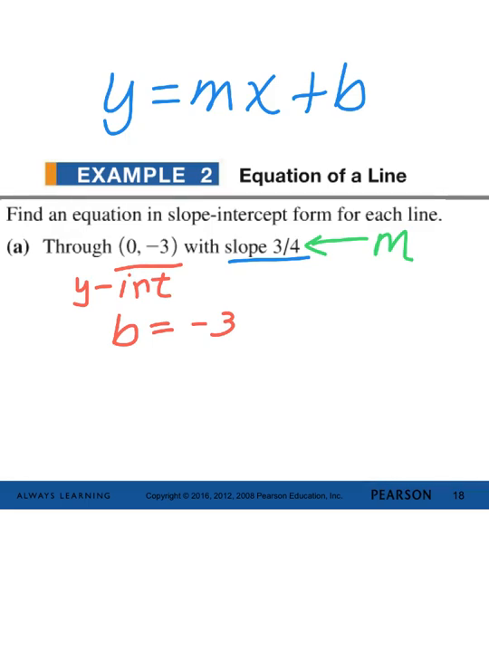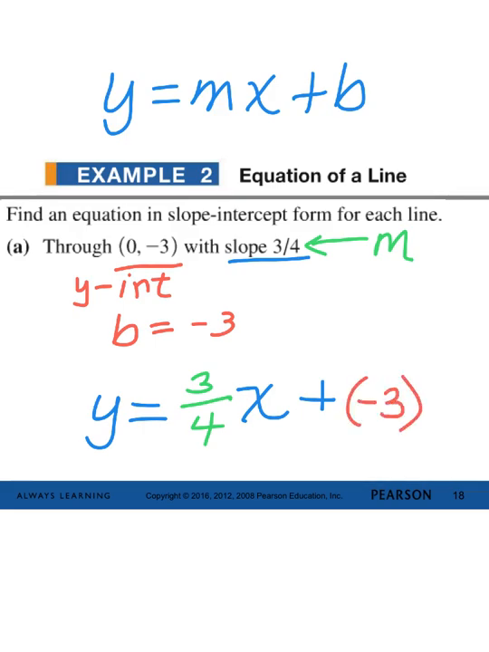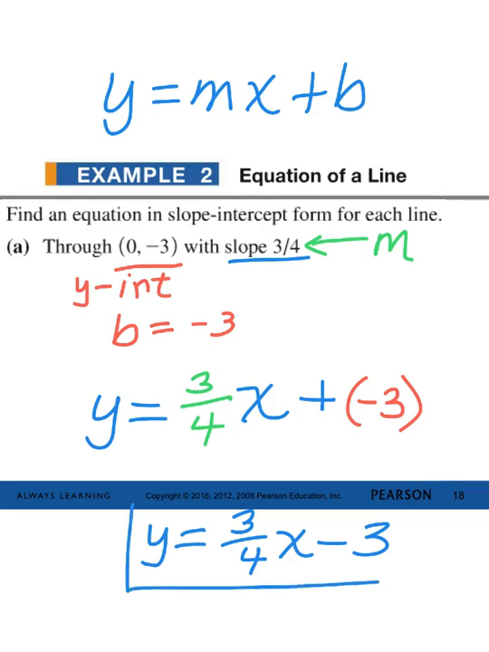So when we do the slope-intercept form, we have y equals the slope 3/4 times x plus the value of b, which is -3. And that gives us the equation with all the simplification done of y equals 3/4 x minus 3. And that is your equation in slope-intercept form.